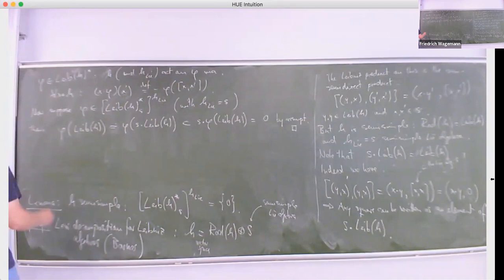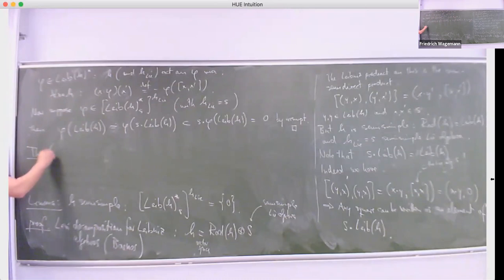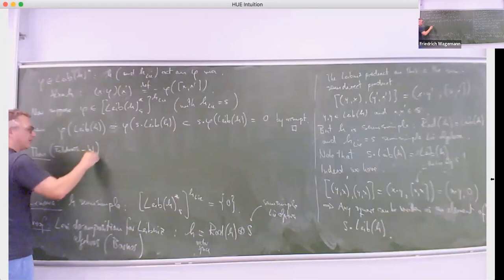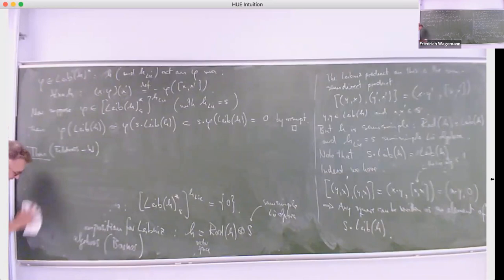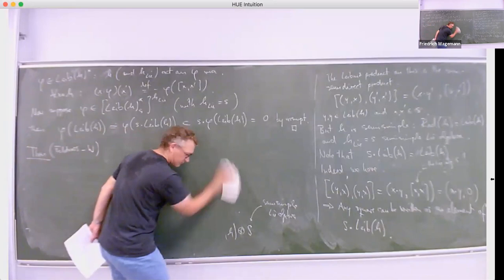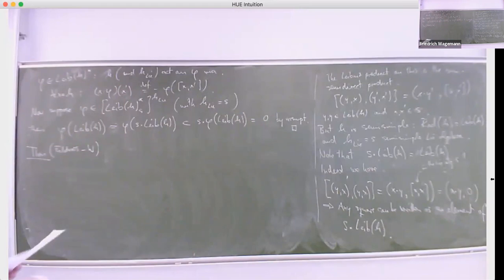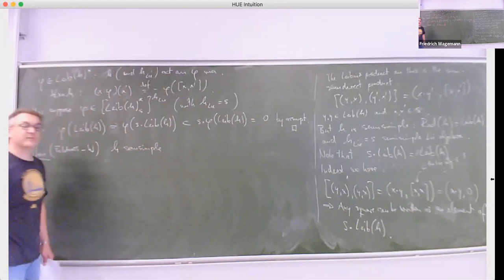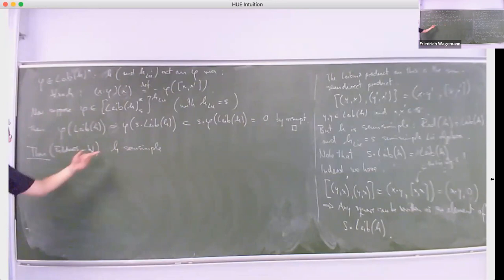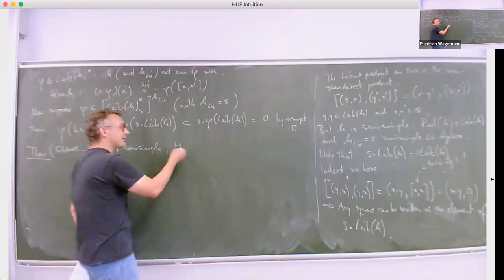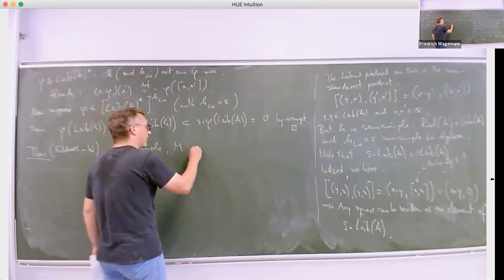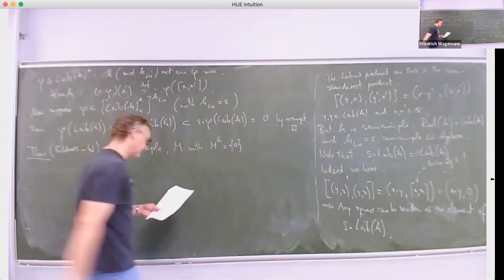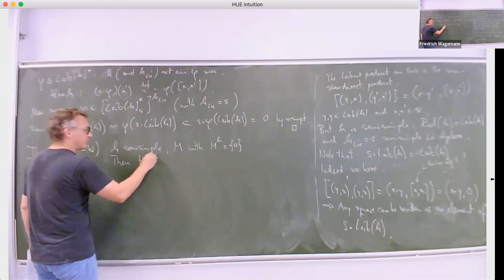Okay, now we are ready to state the first of our two theorems. The first of our two theorems is: H a semisimple Leibniz algebra over a field of characteristic zero, H is supposed to be finite dimensional, and take now a finite dimensional H bimodule M with right invariance being zero. Then the Leibniz cohomology of H is zero.